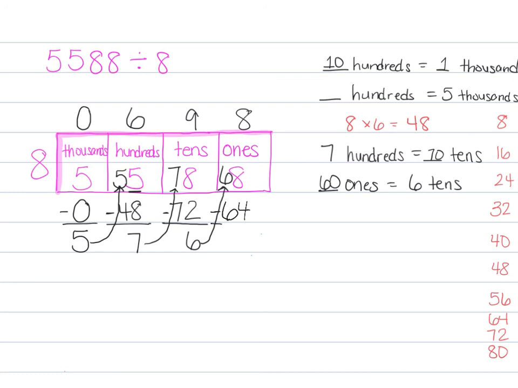If we use 64, how many are left? 8 minus 4 is 4. 6 minus 6, nothing. Can we regroup these 4 to the next column? We are going to use a remainder. So there are actually 4 left over that do not fit equally into the 8 groups. So we found that 5,588 divided by 8 is 698. Let's check that.